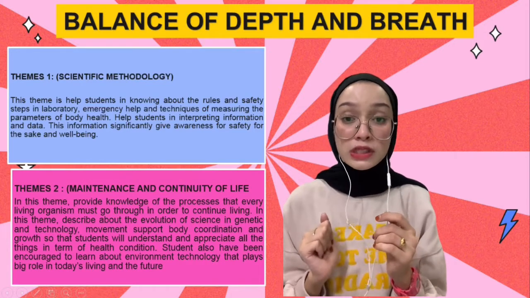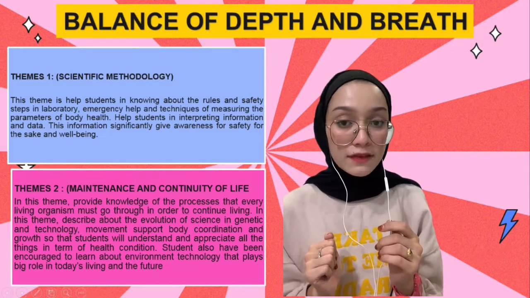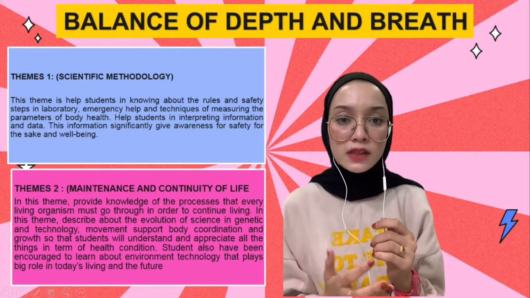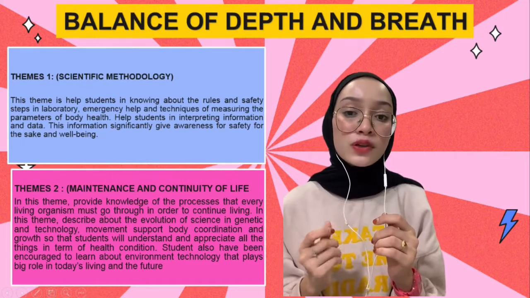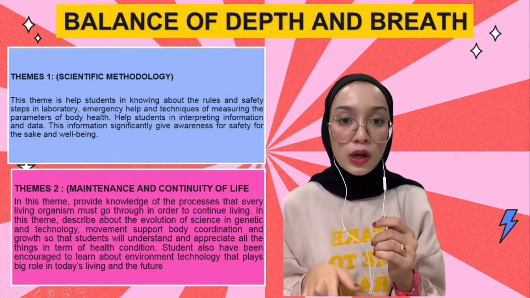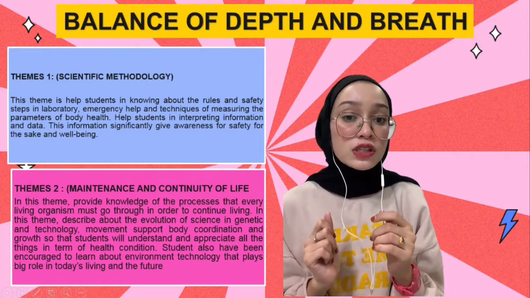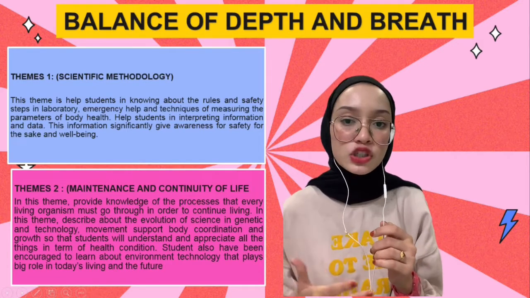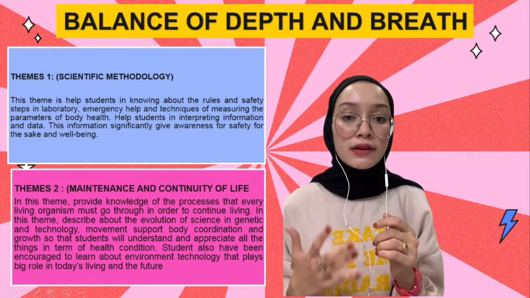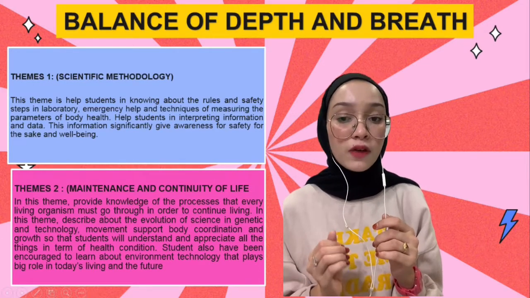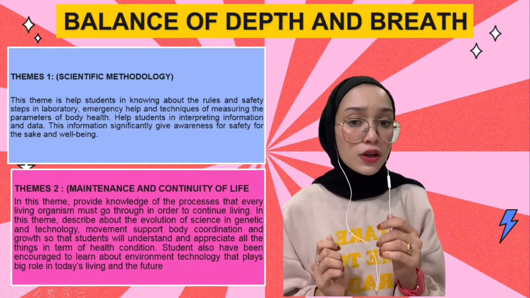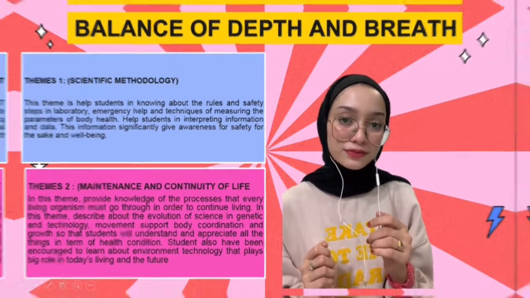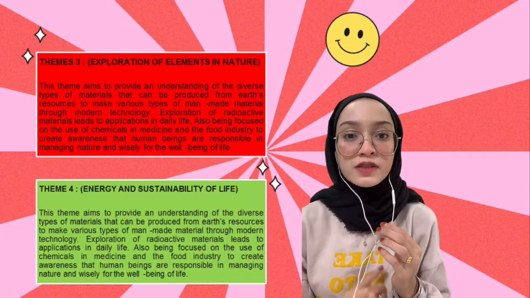Meanwhile, theme 2, which is maintenance and continuity of life, provides knowledge of the processes that every living organism must go through in order to continue living. Theme 2 describes the evolution of science in genetics and technology, and movement that supports body coordination and growth, so that the students will understand and appreciate all the things in terms of health conditions. Students are also encouraged to learn about environmental technology that plays a big role in today's living and the future.